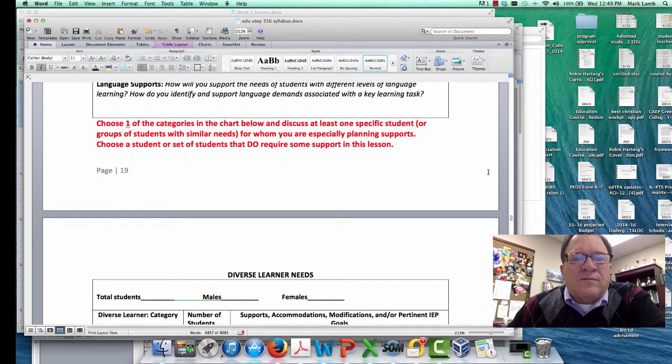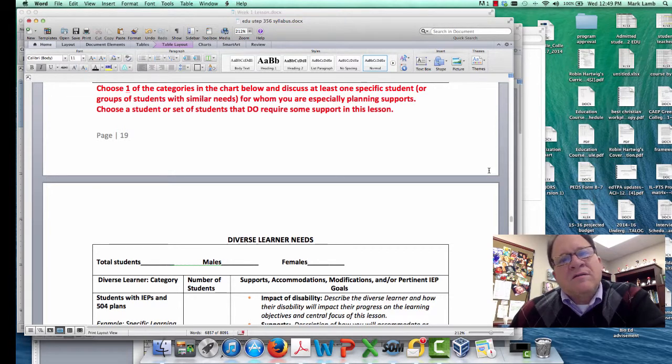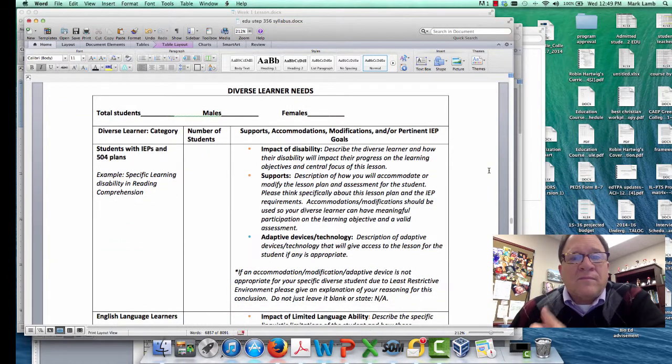Okay. Moving on to diverse learner needs, notice that you're going to choose one of the categories in the chart and discuss at least one specific student or groups with similar needs for whom you're planning specific supports in your lesson. And if you have listed something in the context for learning, you should be addressing that in the diverse learner needs. If there's a 504 plan or if there's students with IEPs, they should be addressed in the diverse learner needs.